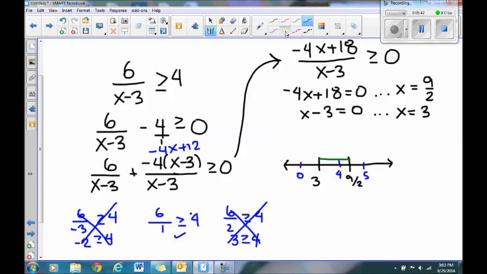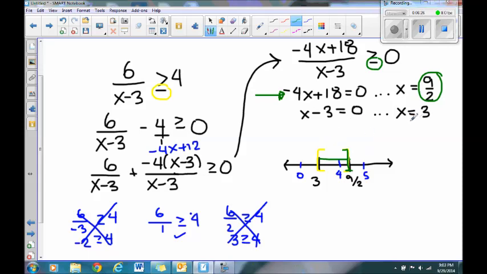Now, most students say, well, I notice this says greater than or equal to 4, so I'm going to stick square brackets at both ends here. Now, that is only partially right. This equal to symbol does mean that we are allowed to be equal to 0 or equal to 4. And the values that made this equal to 0 are the ones that satisfied that equation right there, which means x equals 9/2 is included in our solution set. I do need a square bracket there.